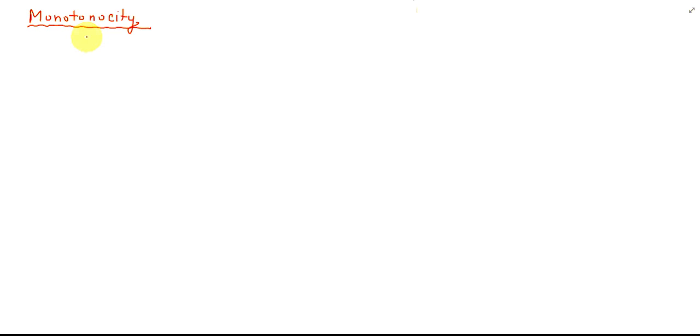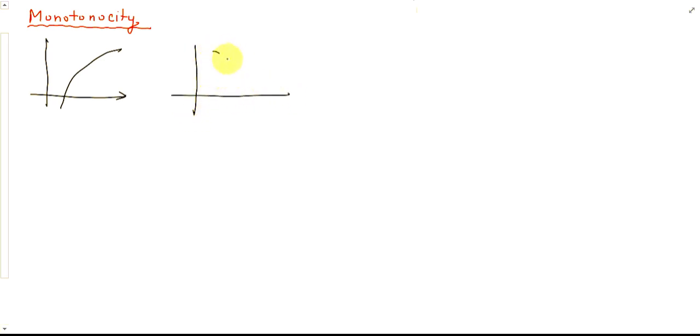Let us consider a graph of a function. This function is increasing, so this is a monotonic function. This function is decreasing, so this is a monotonic function. If I consider a graph like this, then this is not monotonic, because this function is initially increasing, then decreasing, then increasing, so it is not a monotonic function.